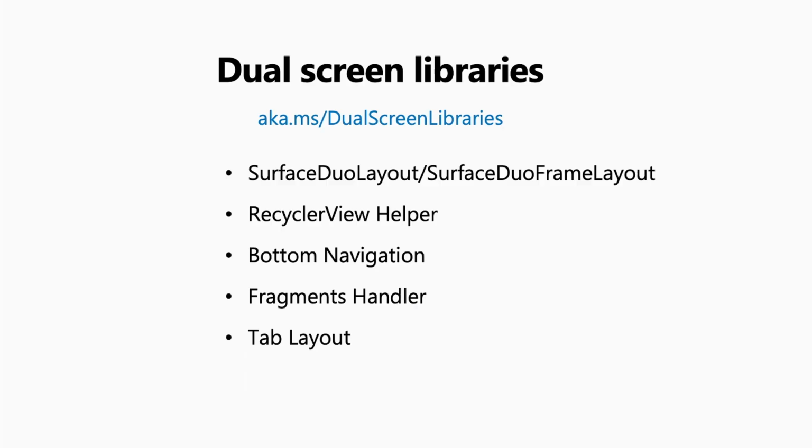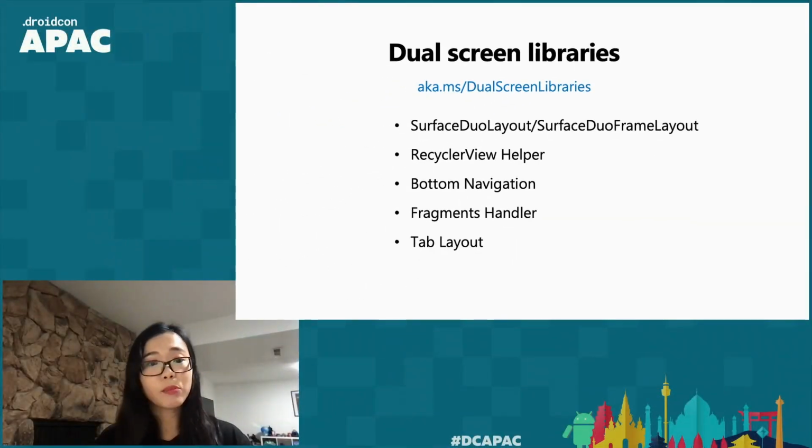So we just released a new version of the library, as Bianca just mentioned, which is based on the Jetpack window manager. So that means you can use all these libraries not only on our Surface Duo device, but also on other foldable devices, such as Samsung or LG foldable devices. Due to the time frame, today I'm just showing you the Surface Duo layout. For the rest of the libraries, you can go to the link here to check out our documents and samples. Everything is well explained on our website.